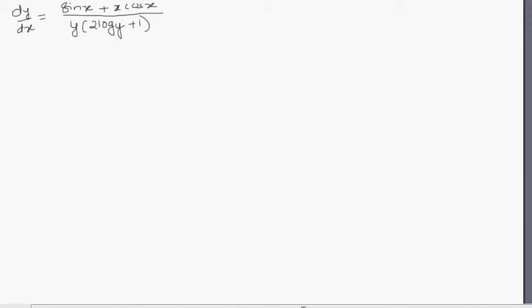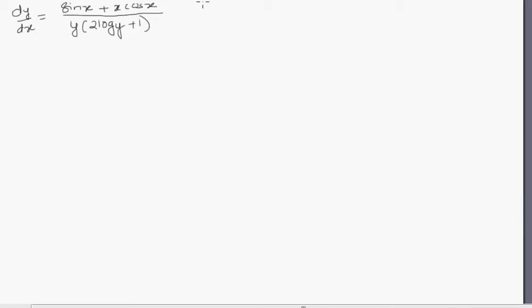Hello and welcome. Today we're going to solve a differential equation, and this particular technique of solving these differential equations is called the variable separable type. The reason why it's called variable separable is pretty simple. You can separate out the x and y variables.